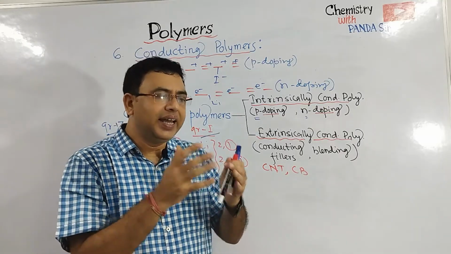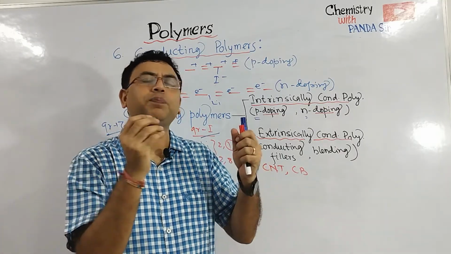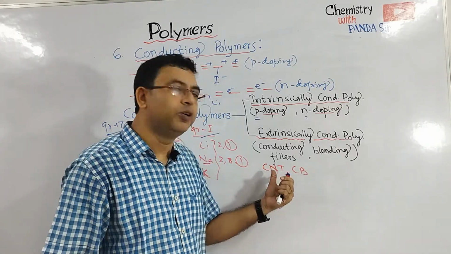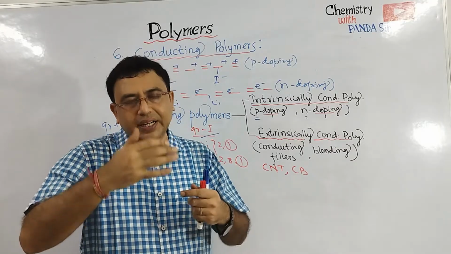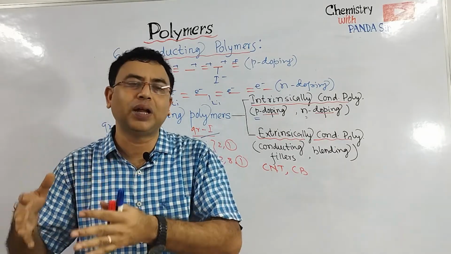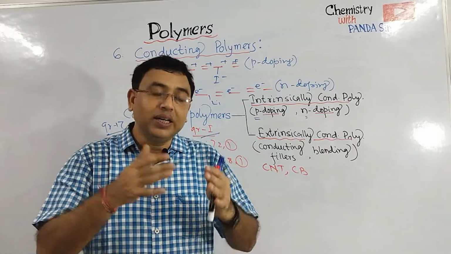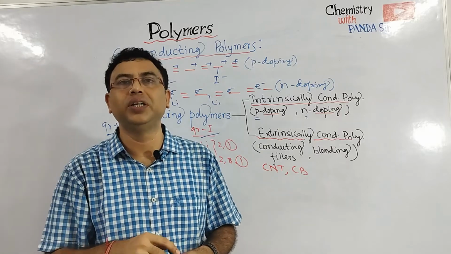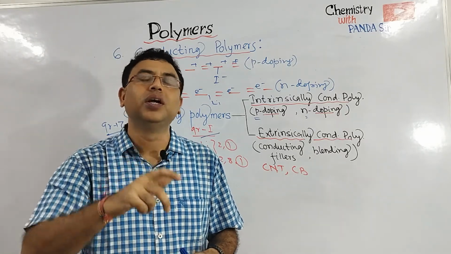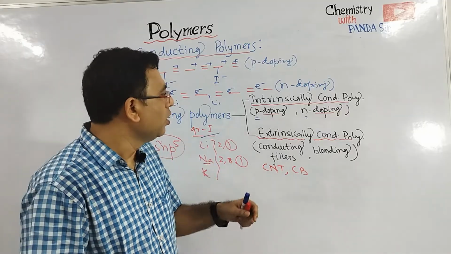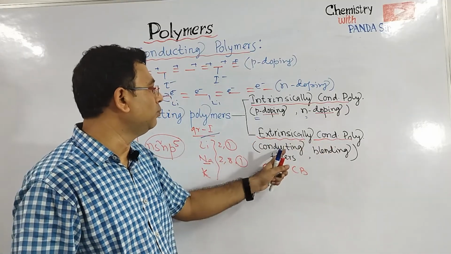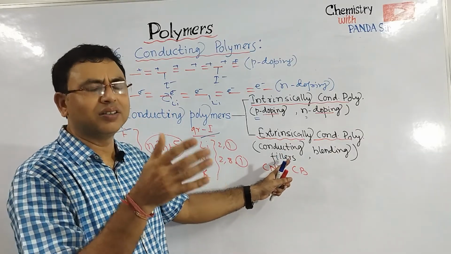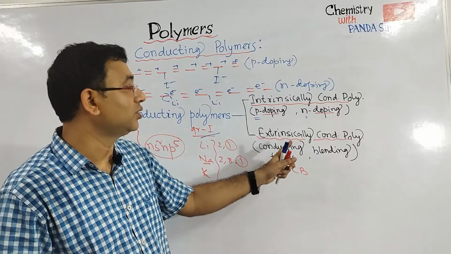Now, in any extrinsically conducting polymer, let's say polypropylene, PP is purely an insulator. If I add carbon nanotube or graphene into that, the conductivity of the composite or the plastic will increase. Not only that, if I add more and more carbon nanotube, more carbon black, the conductivity will increase. So we can tune the conductivity range also. That is called extrinsically conducting polymers. By use of conducting fillers, we can enhance the conductivity of extrinsically conducting polymers.